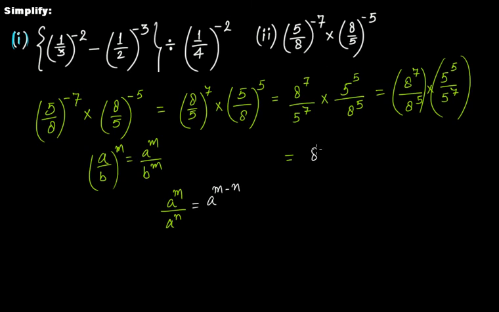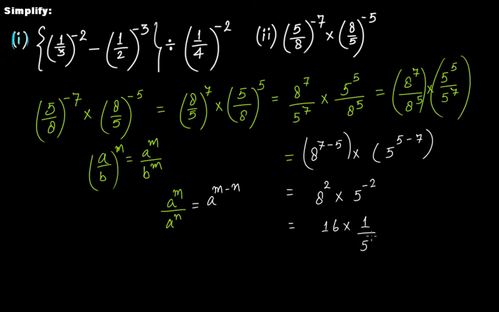So this is 8 raised to the power of 7 minus 5, multiplied by the same thing here. In this case, your a is 5, your m is 5, your n is 7. So this is 5 minus 7. It becomes 8 raised to the power of 2, multiplied by 5 raised to the power of minus 2. So this becomes 16, and this is 5 raised to the power of minus 2, that is 1 by 5 raised to the power of 2. So this is 16 by 25. This is your answer.